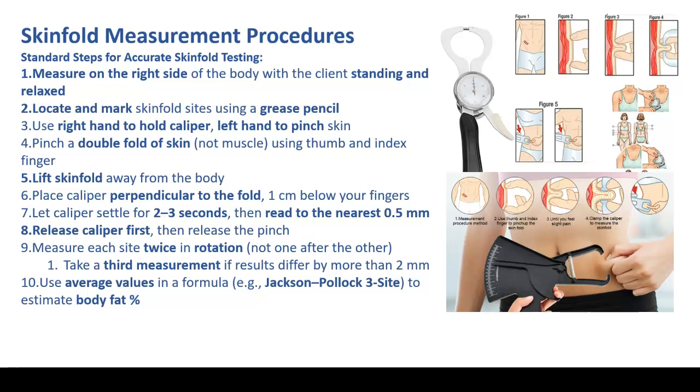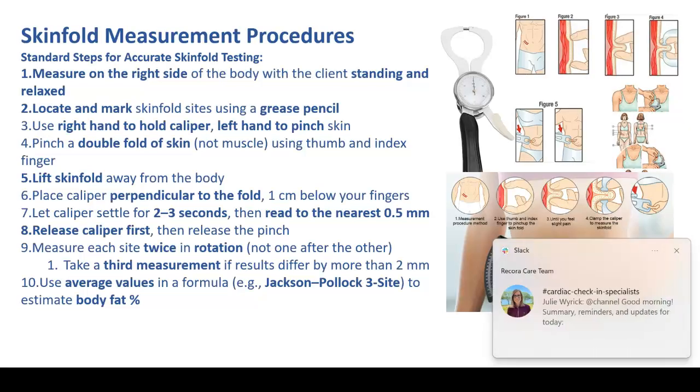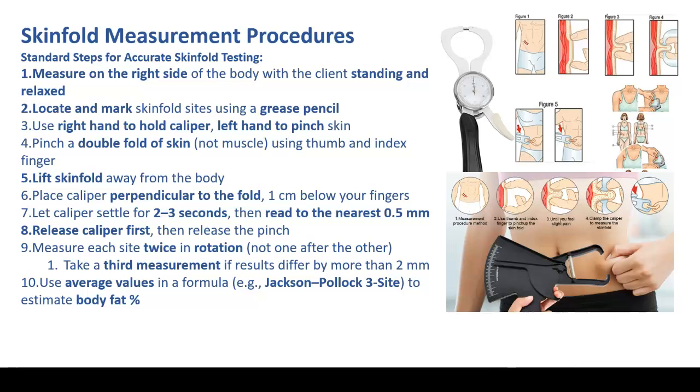Another important fact is to measure each spot at least twice, switching between spots instead of doing one spot over and over. And the last one here is to use the average number for each spot and put them into a formula like Jackson-Pollock, the 3-site formula. We're going to see more about the Jackson-Pollock sites.